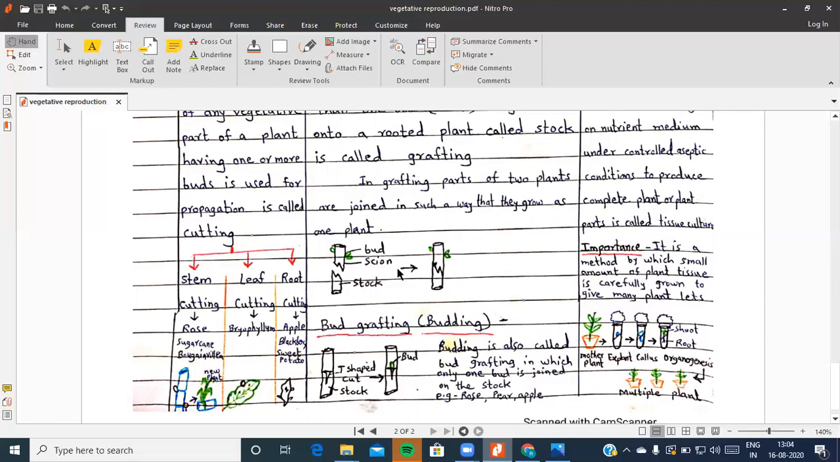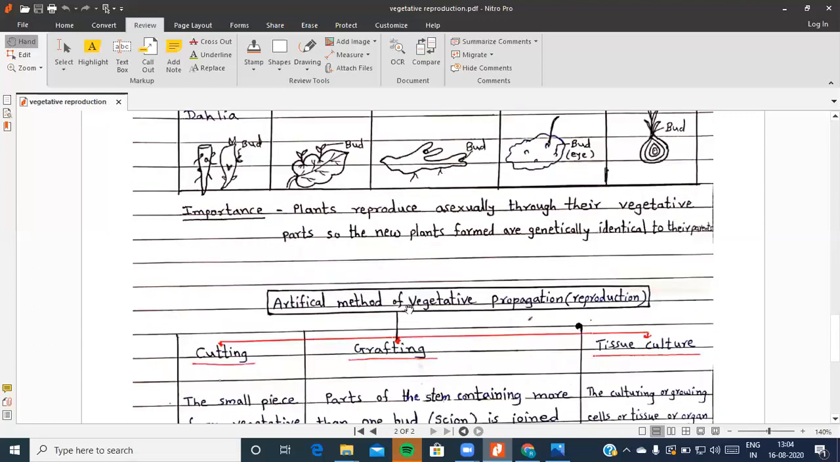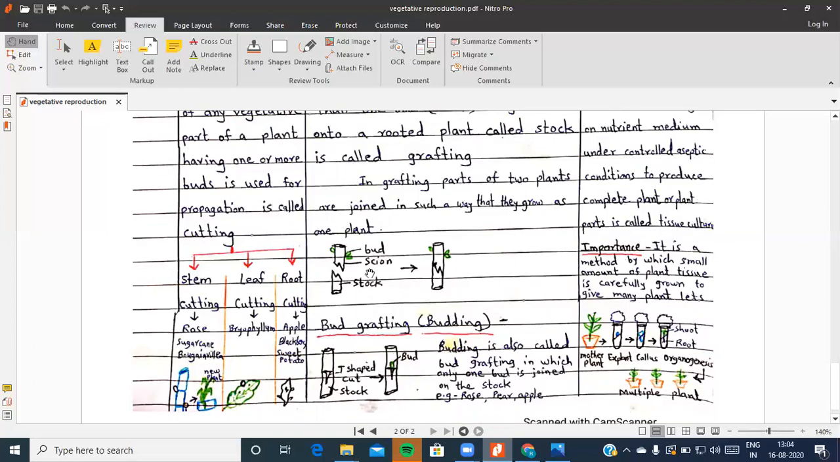The second is the grafting method. In grafting, there are two types of plants. The upper part of the plant is called the scion, the lower one is called the stock. These are two different plants, which are genetically advanced or have good characters. These two parts can be joined with the help of thread or tape.